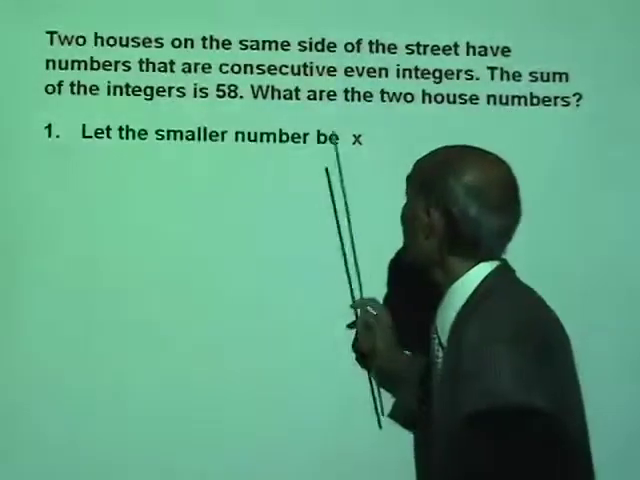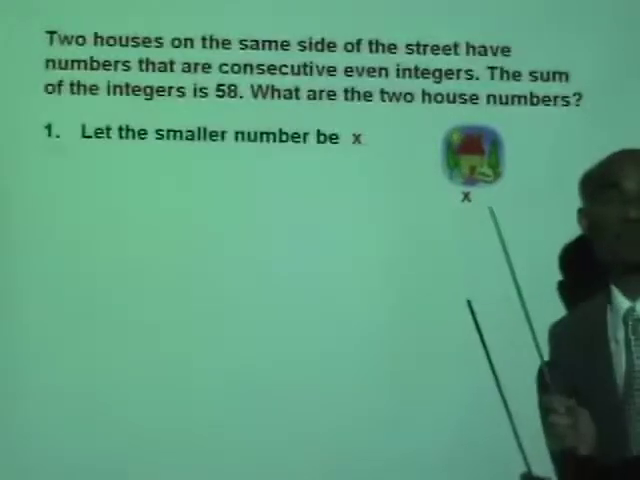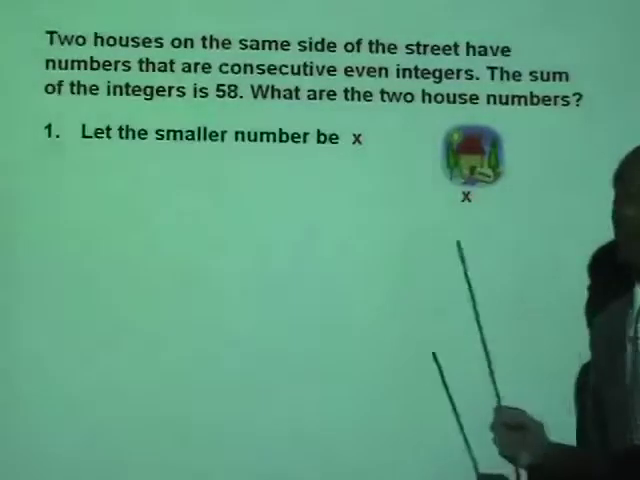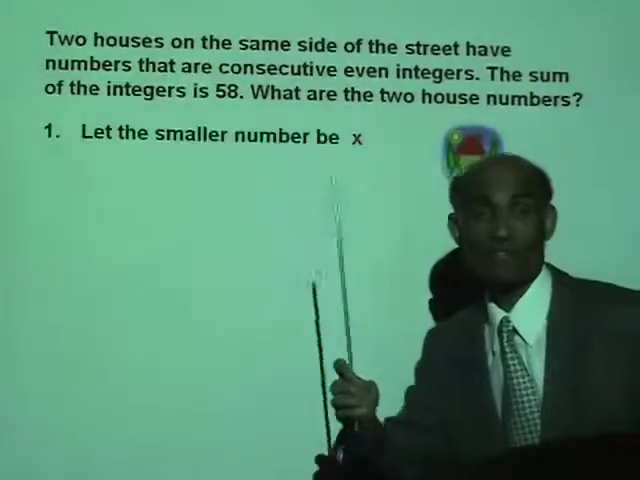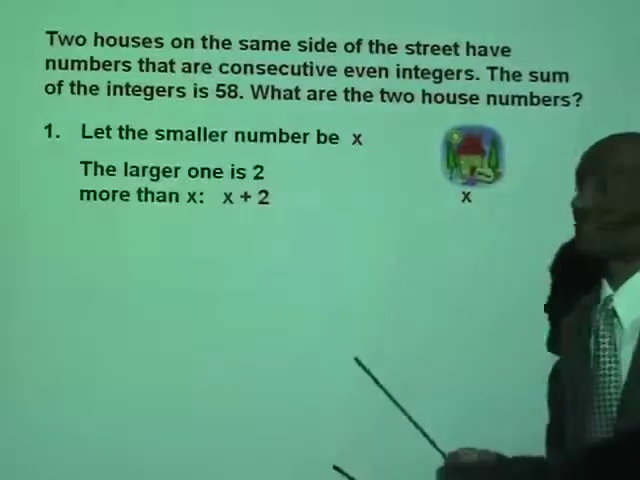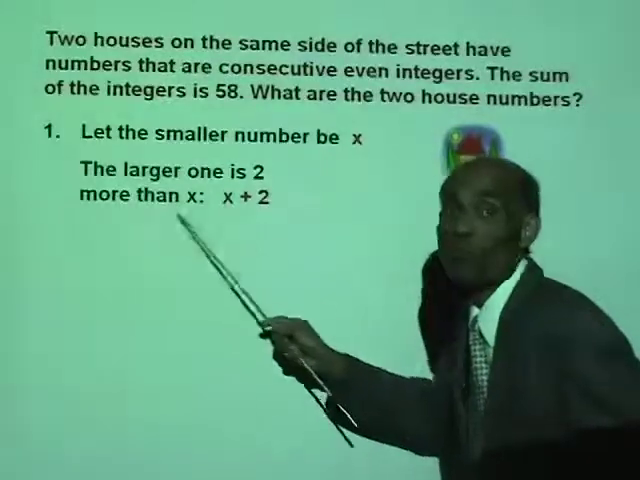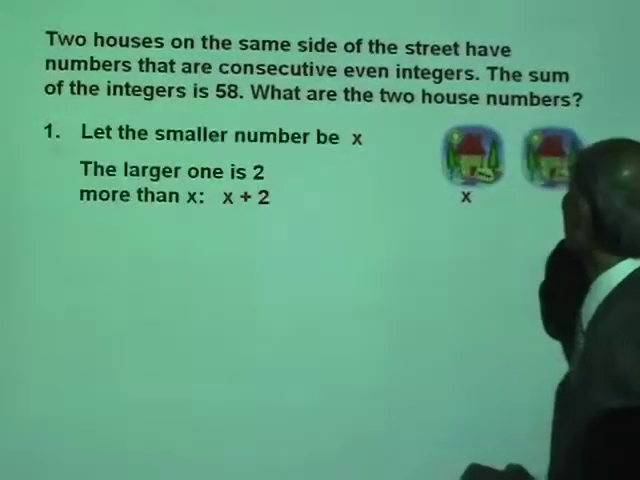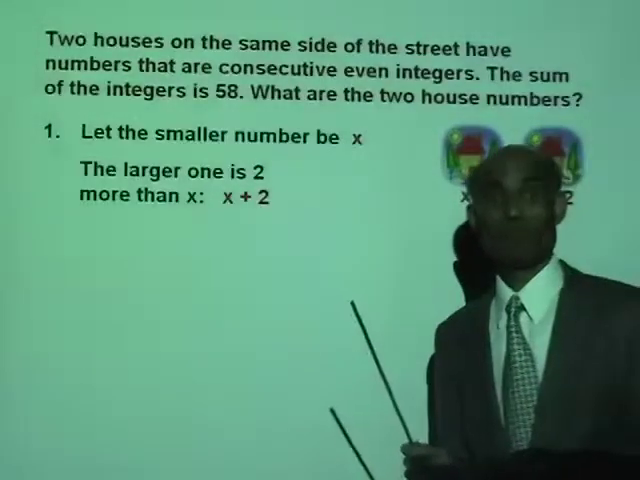Let the smaller number be x. So that's the first house. Its house number is x. Now, what will be the number of the next house? It is the next higher even integer. The larger one is 2 more than x. Therefore, the next number will be x plus 2.